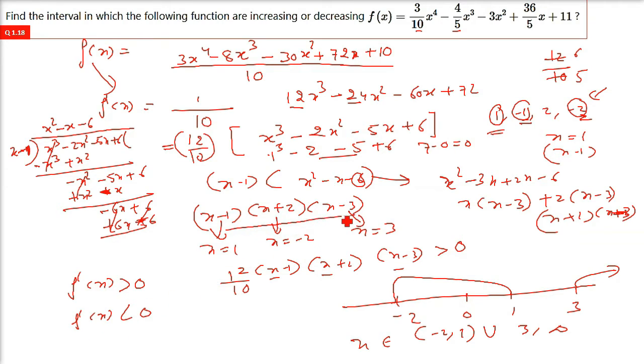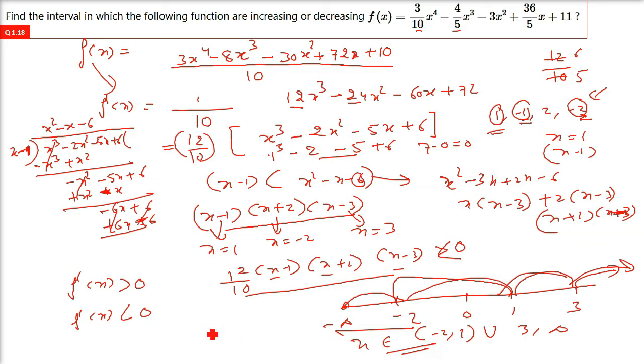How about f dash x less than 0? Same thing with less than 0. I'm not writing it again. I'm just saying that you have to write it with less than 0. So you have the solution as anything lower than negative 2, that is negative infinity to negative 2, and between 1 and 3. You can just take the analogy. In f dash x greater than 0, it was anything greater than 3 to infinity, and f dash x less than 0 means anything lower than negative 2. So negative infinity to negative 2, and the other interval is 1 to 3.